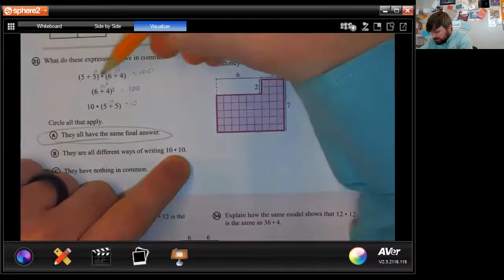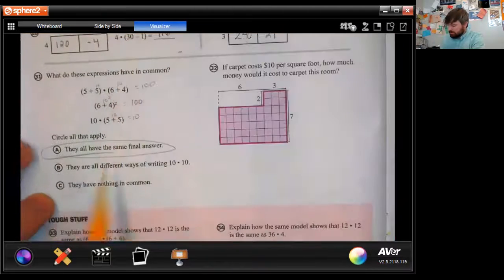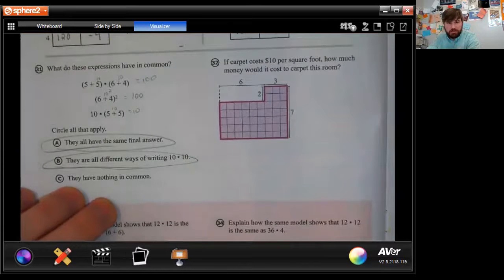Okay, well, up here I had 10 times 10. Here I did 10 times 10. And here I also did 10 times 10. So they are different ways of writing 10 by 10. They have nothing in common? That's not right at all.